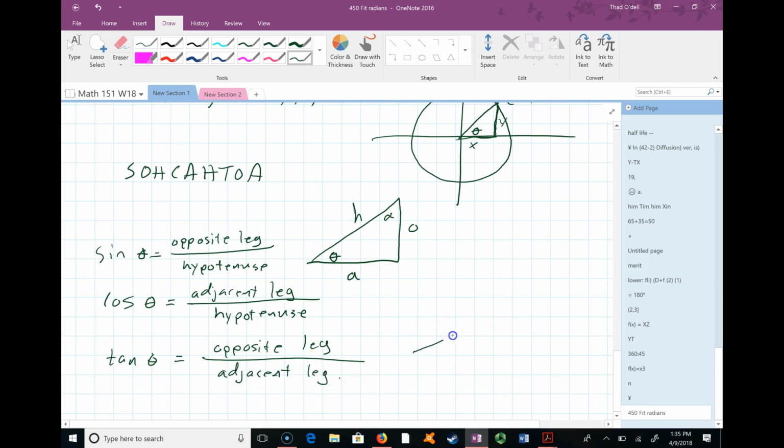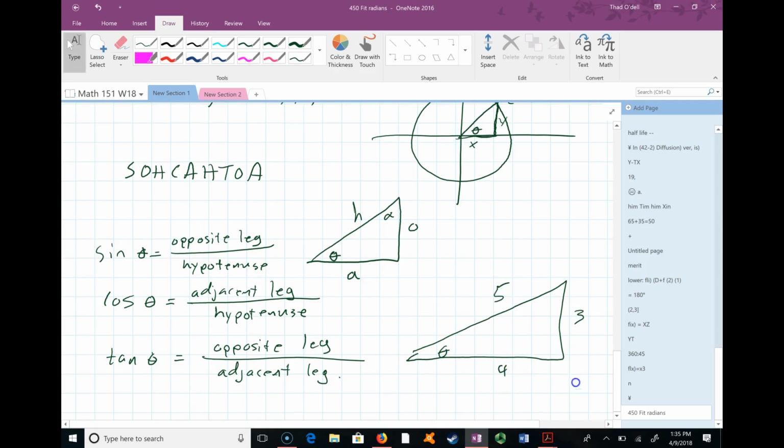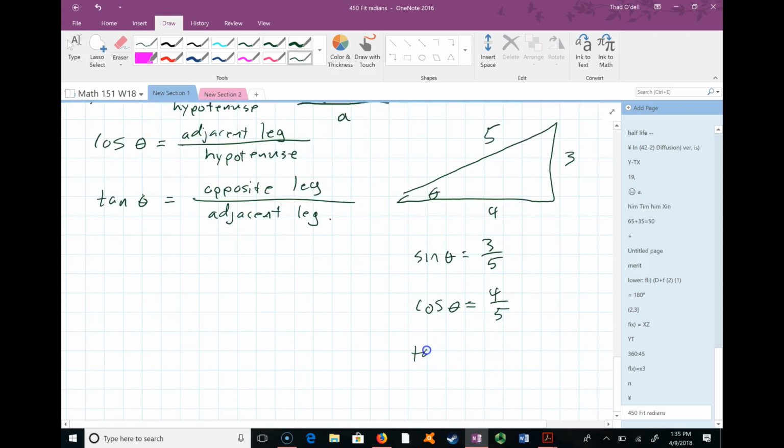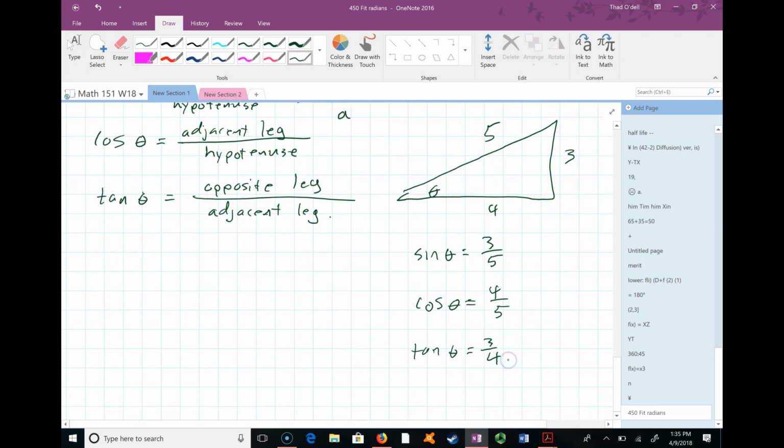So if I'm looking at a triangle like this, that's theta, and that's 3, and that's 4, and that's 5, then sine of theta would be equal to opposite over hypotenuse. Cosine of theta would be equal to adjacent over hypotenuse. And tangent of theta would be equal to opposite over adjacent. Isn't that fun?